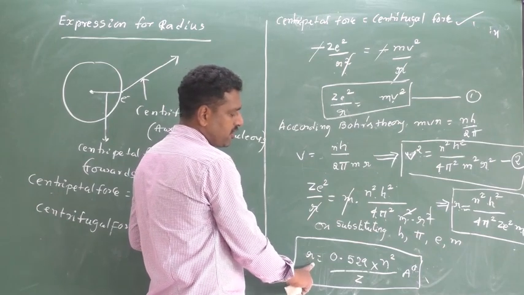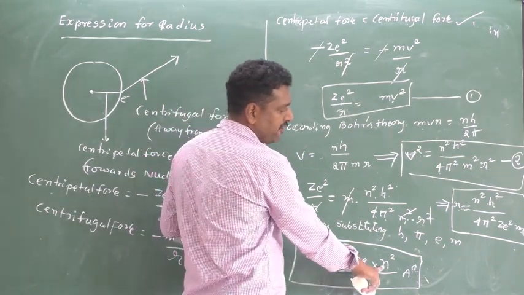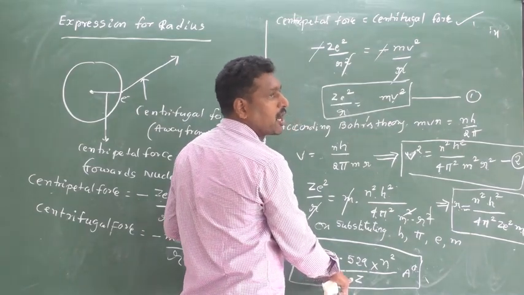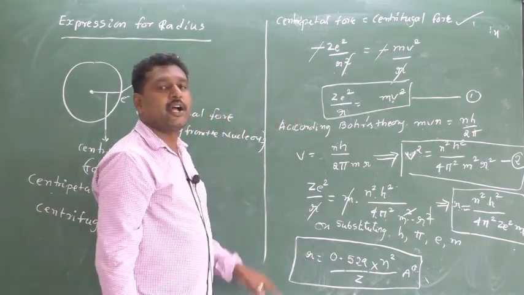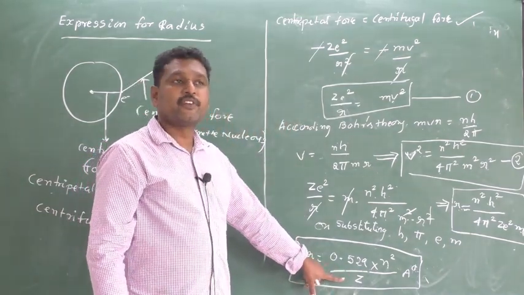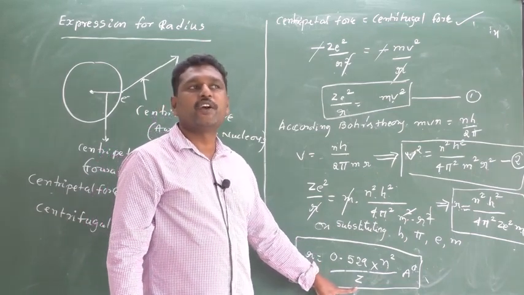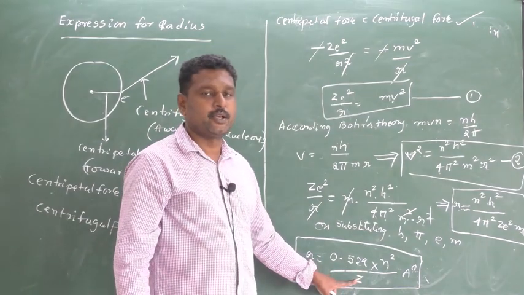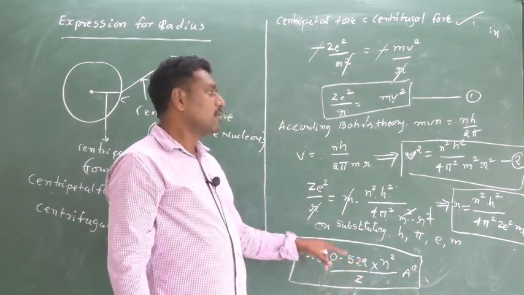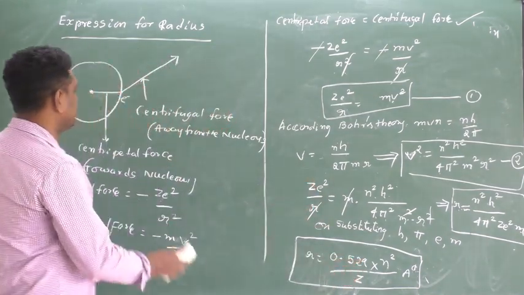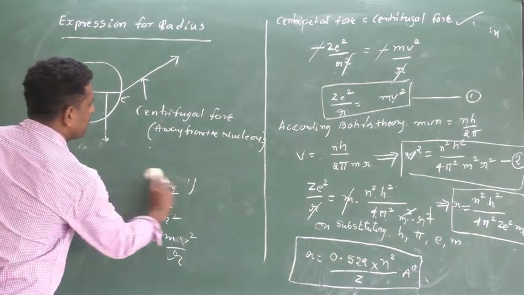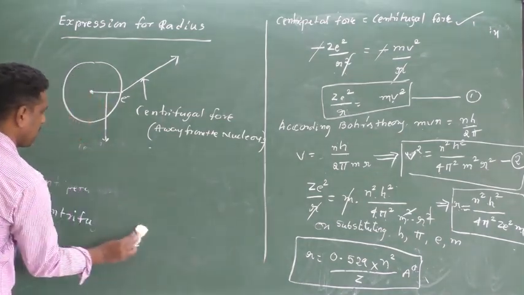So r n, radius of orbit, equal to n square by Z, n equal to number of orbit, Z equal to atomic number. For example, hydrogen Z value is 1. For helium, Z value equal to 2. For lithium, Z value equal to 3. Like that, we can substitute the values. I will give some numericals regarding this.